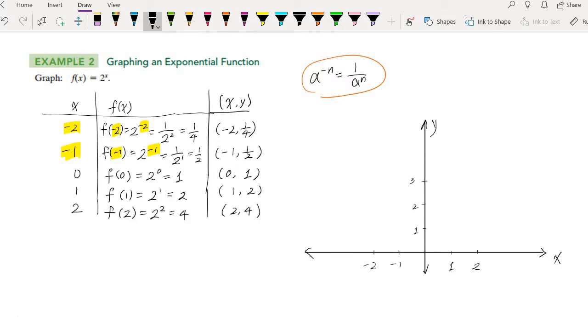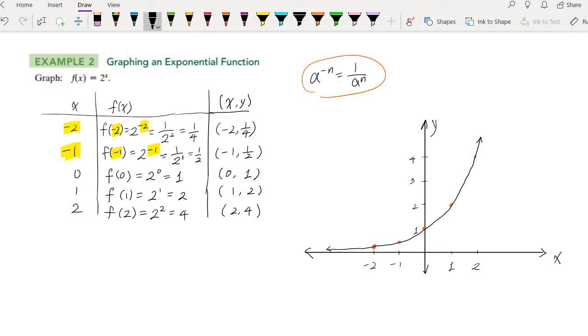So let's go ahead and plot the points. That will be negative 2 and then 1/4. This is around here somewhere. I'm going to plot these points here. And then we also have negative 1 and then 1/2, around here somewhere. And then we also have 0, 1. We have 1, 2. And then we also have 2, 4, which is around here somewhere. Once we have these 5 points, you realize it looks like a curve, correct? So that is your exponential function.